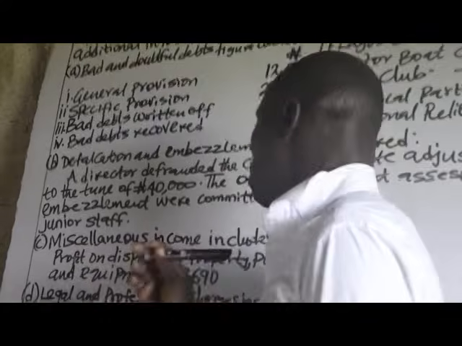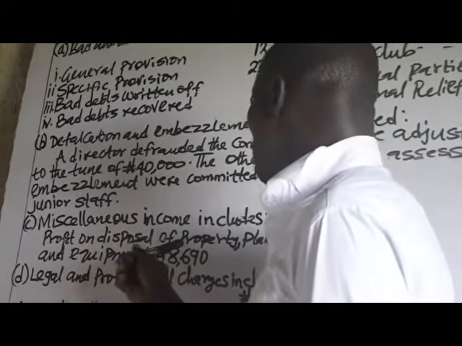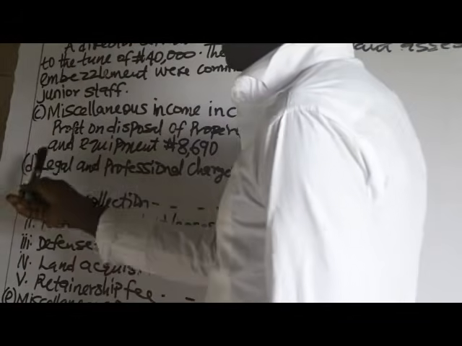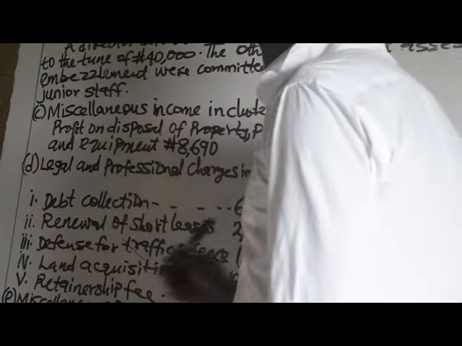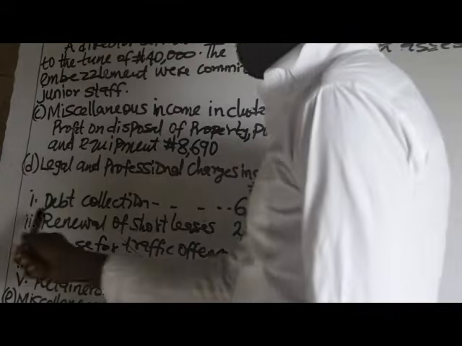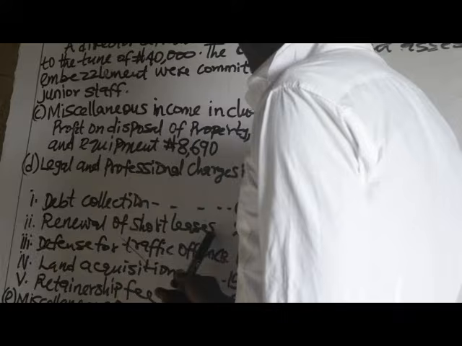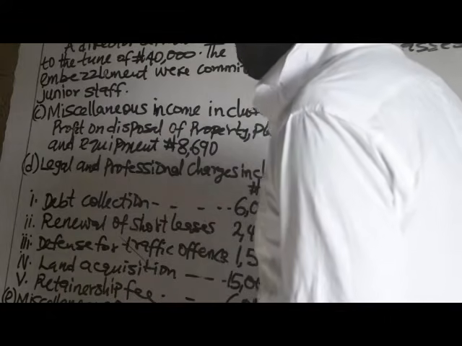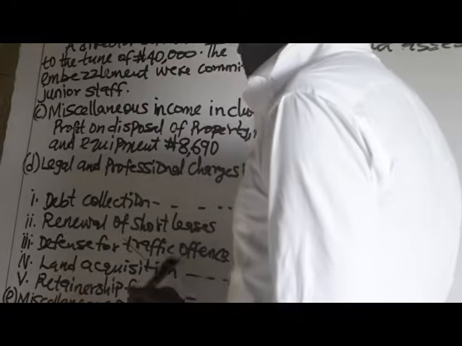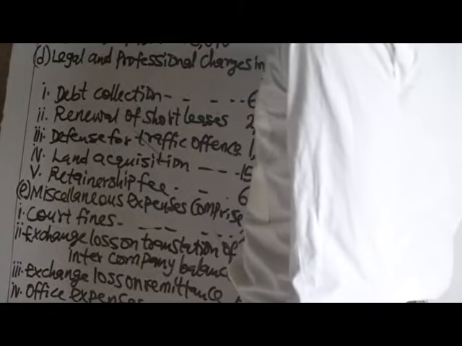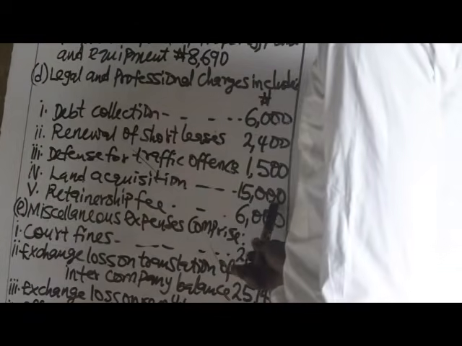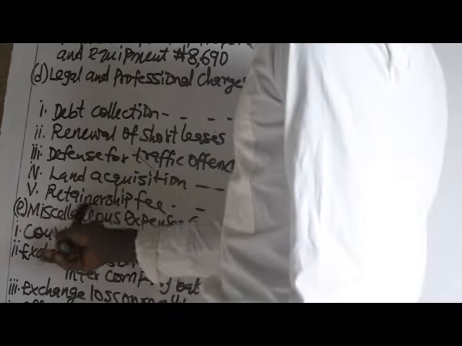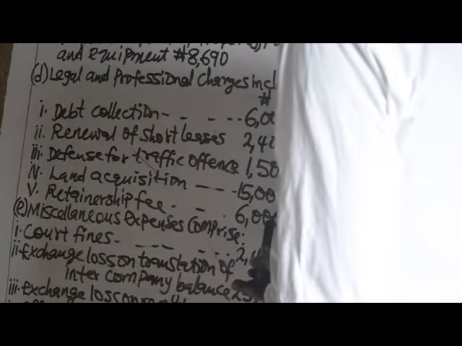C. Miscellaneous income includes profit on disposal of property, plant and equipment 8,690. D. Legal and professional charges include 1. Debt collection 6,000 naira. 2. Renewal of short leases 2,400 naira. 3. Defense for traffic offence 1,500 naira. 4. Land acquisition 15,000 naira. 5. Retainership fee 6,000 naira.